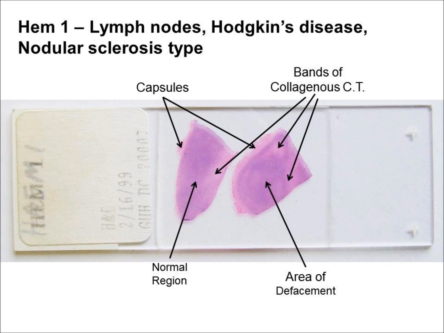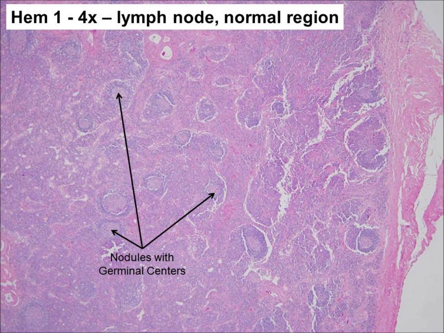Please note the location labeled area of defacement, where there are very few nodules. Now place the slide on the microscope stage and examine the smaller section under lower power. As illustrated here, you can see numerous nodules with germinal centers.